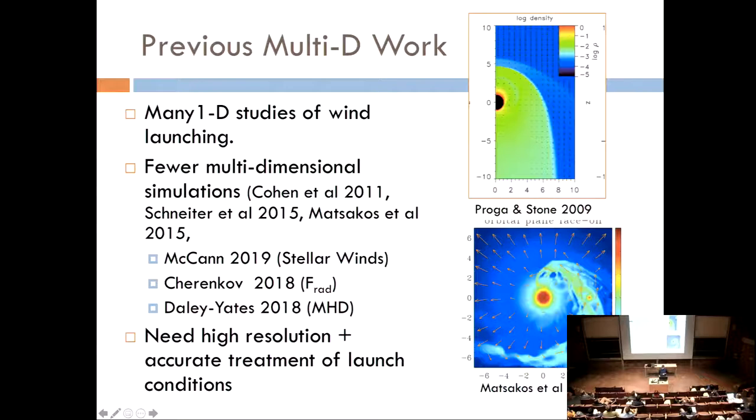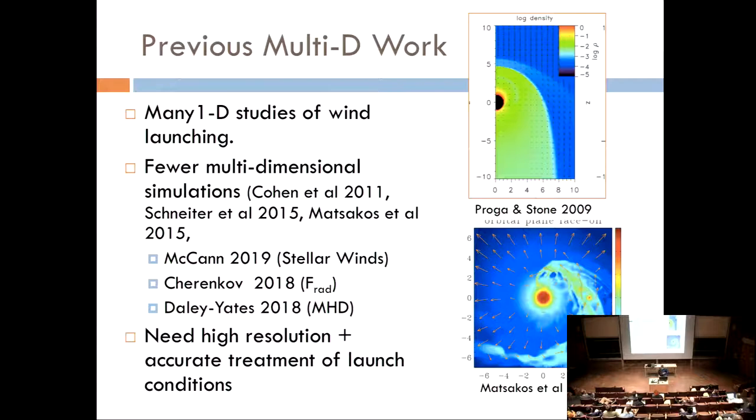But like I said, it's only in the last few years that there really have been more 3D models. And the reason for that is you need high resolution, and you need an accurate treatment of the launch conditions. The models I'm going to show you today are one of the few. There are only about four models that actually track the ionization, actually fully track the launching of the wind. The first models I'm going to show you don't do that. The second models do.